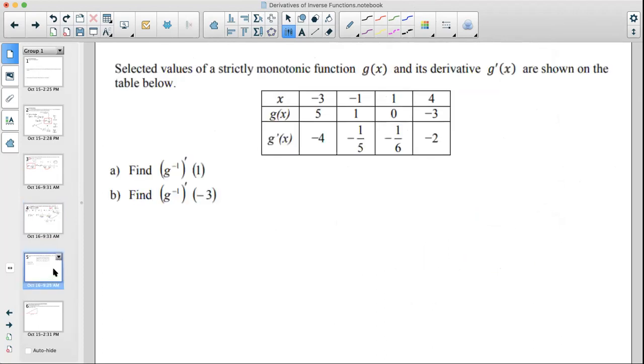And then I'm going to do one with the table, and then I'll break this video and we'll come back and talk about inverse functions, about inverse trig functions.